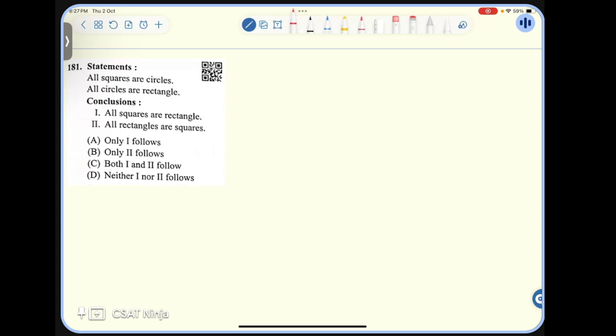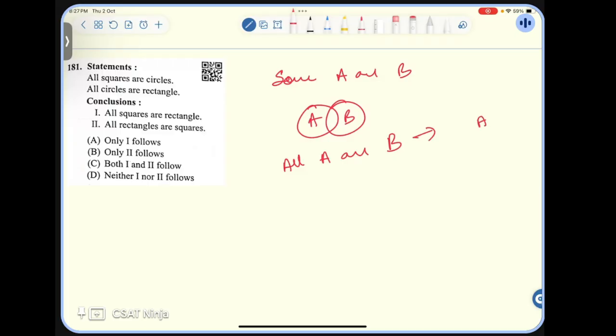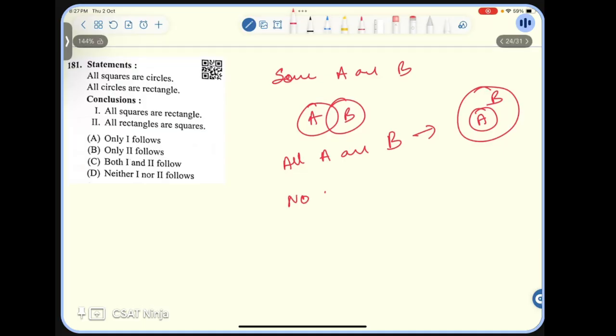There is one term, Some A are B, which means there is an area shared between A and B. This is how I will draw it. Then All A are B. I'll draw it like this. All A are B means all of A is inside B. And there's another term, No A is B, which means there is no relation between A and B.